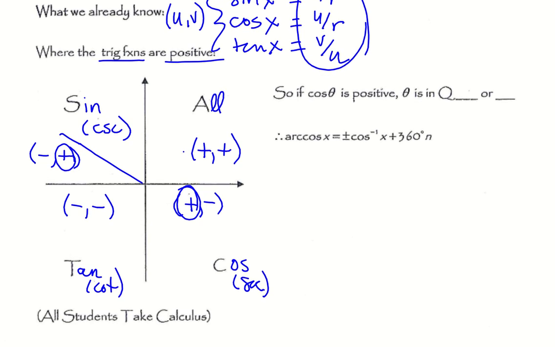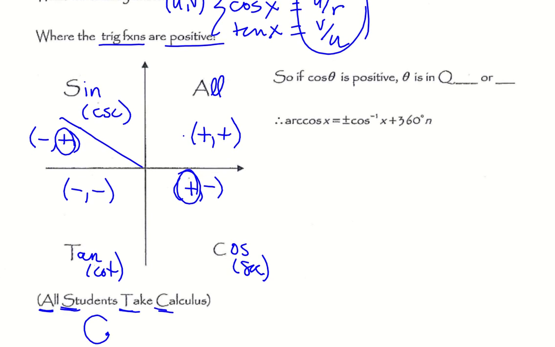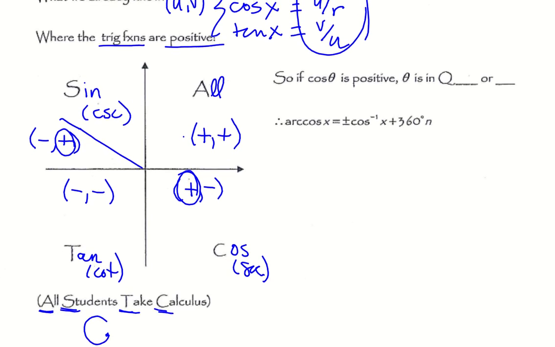Right? And so we have this little saying, all students take calculus, just to remember as you go around from quadrant 1 to quadrant 4, that all functions are positive in the first quadrant, then the sine in the second, tangent in the third, cosine in the fourth. Now, I don't know if all students really do take calculus, but all of you will be able to because you're going to learn so much this year. All right, let's look at what else we know.